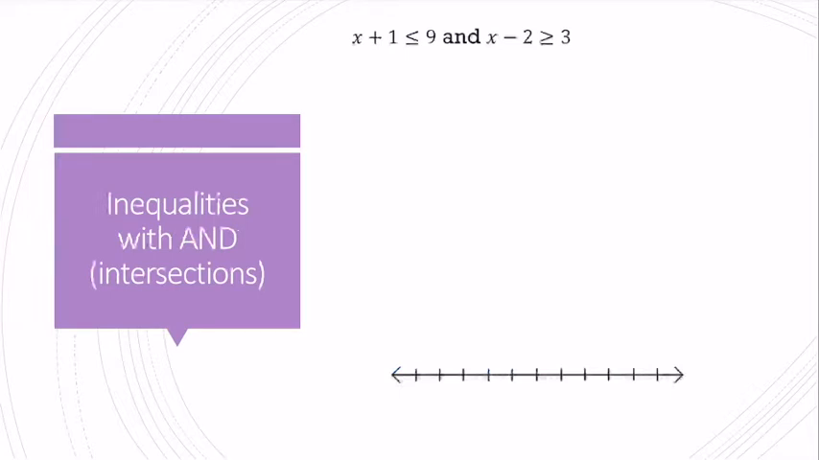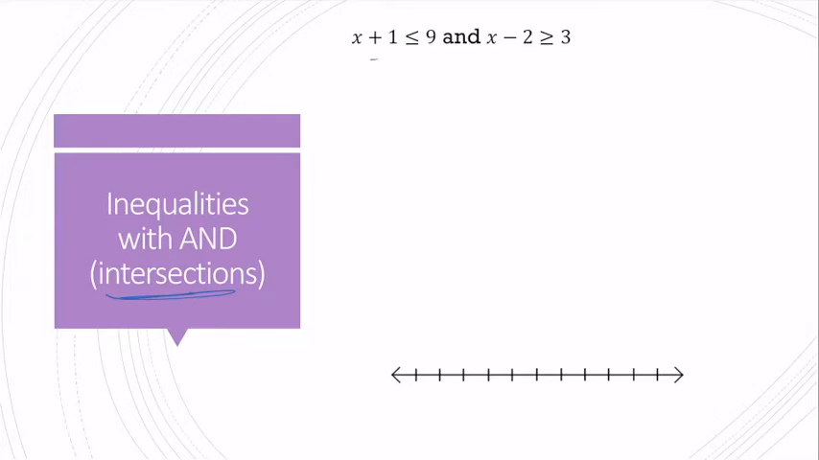So when I have two inequalities and I say I want x plus 1 to be less than or equal to 9, and x minus 2 to be greater than or equal to 3, "and" means both, "and" means intersection, that it has to be true for both of these. So where we find the intersection is going to be where our two graphs overlap. So I'm going to go ahead and solve this, and then I will graph them in different colors.